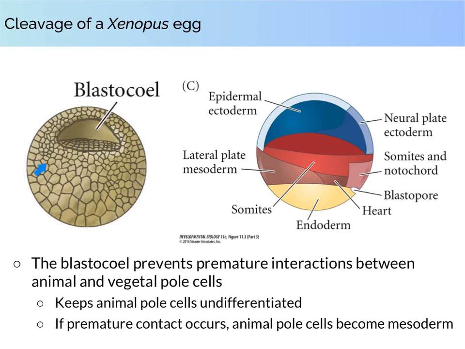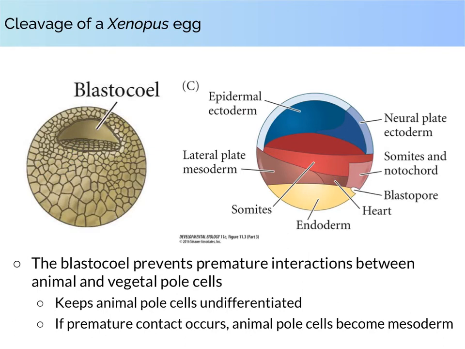Now, the blastocele is not merely a fluid-filled cavity, it actually plays important roles during development. One of these roles is to prevent the premature interaction between animal and vegetal pole cells. In amphibians, the cells of the animal pole will give rise to the ectodermal tissues, while those that are located under the blastocele will give rise to the mesodermal tissues, and those that are in the vegetal-most region will give rise to the endoderm. If the blastocele was not present and the animal cells were allowed to come in contact with the cells of the vegetal pole, the animal pole cells will become mesoderm instead of ectoderm.